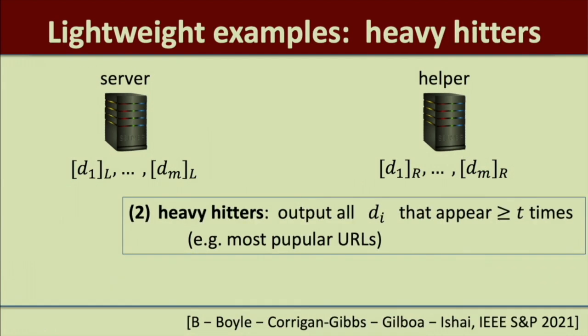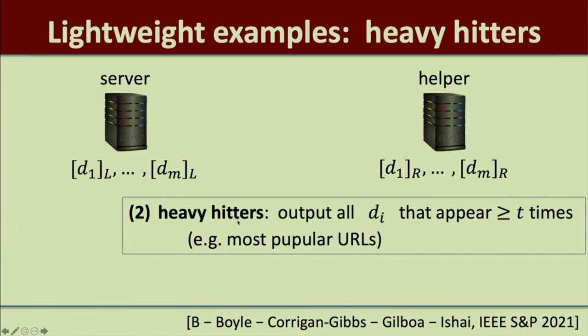The second example, which is what I wanted to talk about in more detail, is computing what are called heavy hitters. Again, we have our server who has shares of the data, and the helper has shares of the data. Together, they want to find out all the data items that appear at least t times in the entire corpus. For example, maybe you want to learn what are the most popular home pages. So you want to learn all the home pages that appear more than t times and learn nothing else about the data set. We call this heavy hitters.